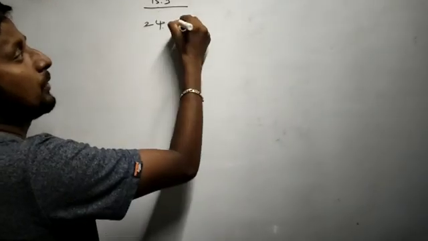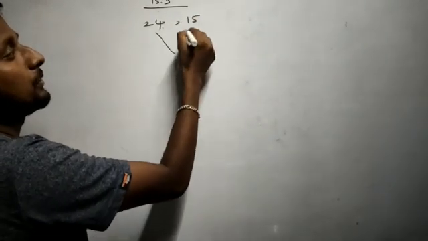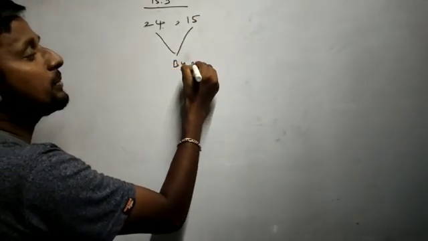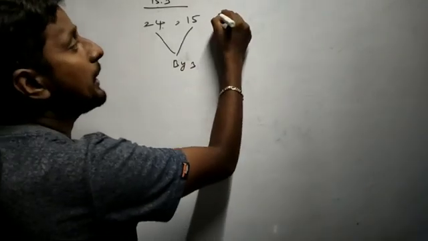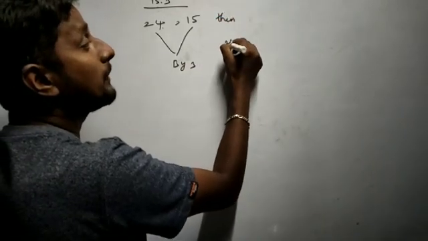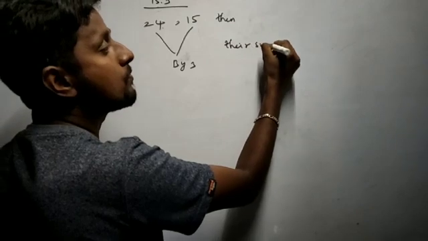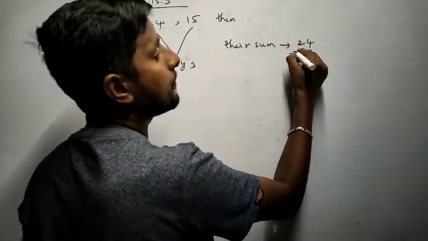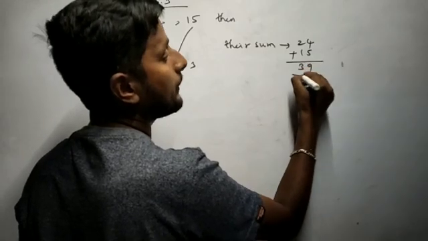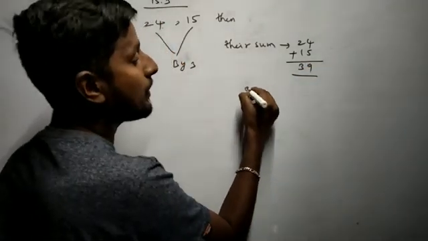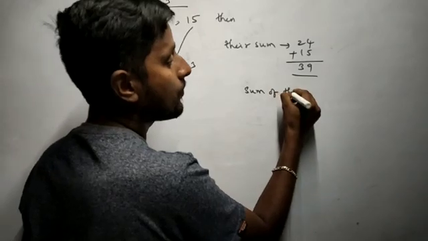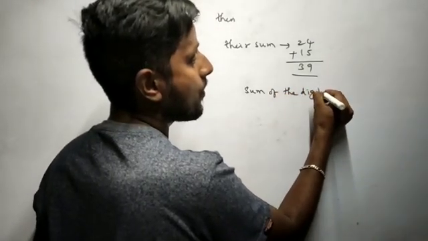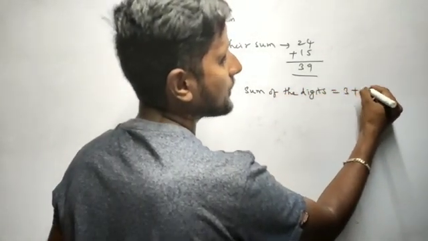Yeah. 24 and 15. 24 and 15 are both divisible by 3. So then their sum, how much? Addition. 24 plus 15, 39. By the 3 divisibility rule, sum of the digits. Am I right? So that is 3 plus 9, 12.